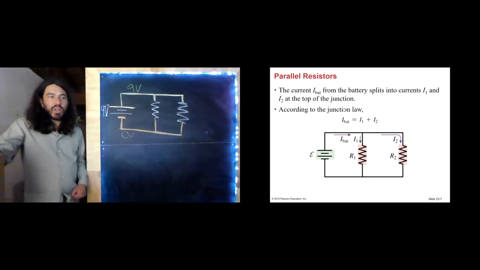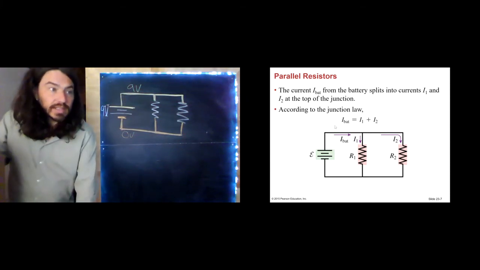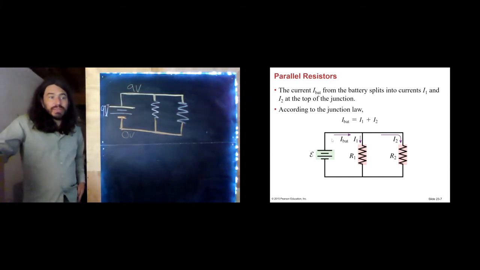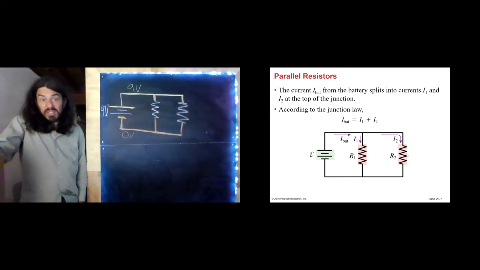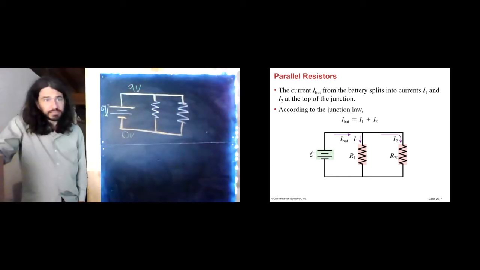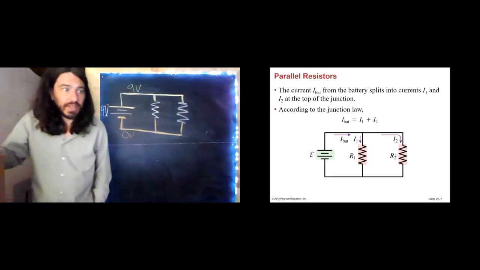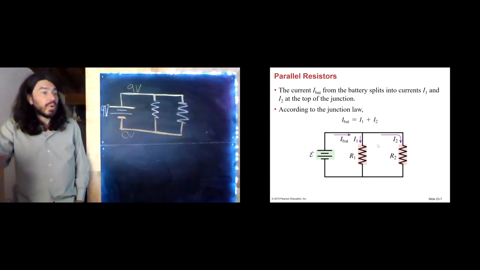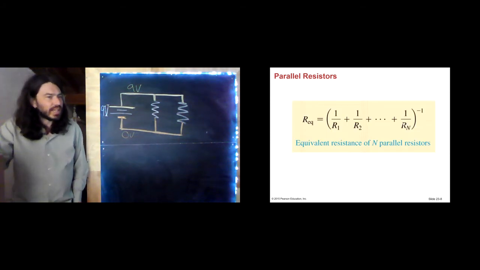Now, it turns out that the junction rule tells us that the current out of the battery has to split. Some of it goes through this resistor and some of it goes through this resistor. It won't necessarily be an equal split if these resistances are not equal. We'd have to maybe do some analysis to figure out what that was. But the point is the current splits. These do not see the same current. And so our relationship gets a little bit trickier.